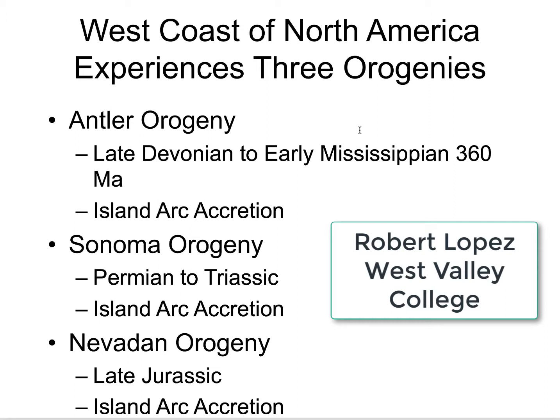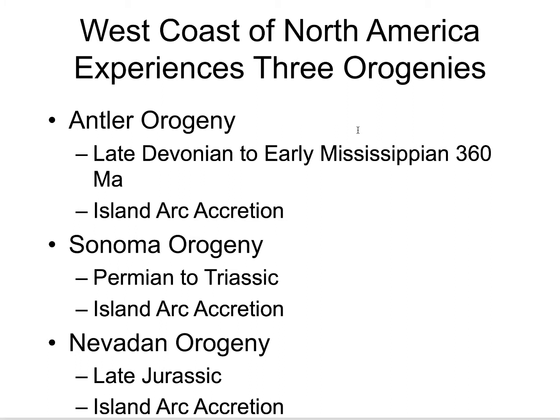So this will be the last lecture on the mobile belts for Laurentia during the Paleozoic, chapter 11 in this case, and parts of chapter 10. Here we're going to look at West Laurentia, or the west coast of North America, and we're going to experience three orogenies. The third one is the Nevadan orogeny, which really occurs in the Mesozoic, so we'll leave that for later. But the two I want to focus on are the Antler orogeny and the Sonoma orogeny, and these two are occurring in Paleozoic time.